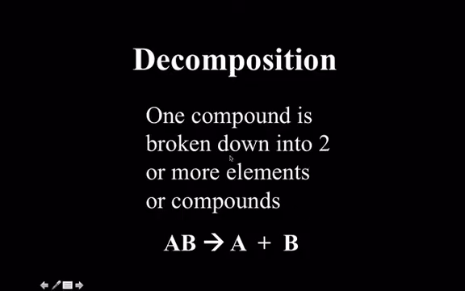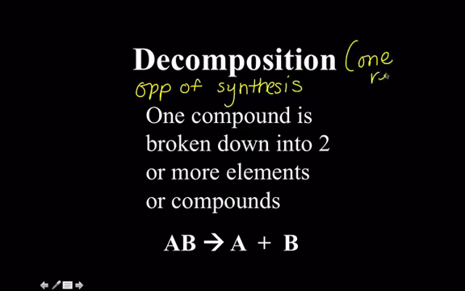The next type is a decomposition reaction, and decomposition reactions are the opposite of a synthesis. So with the synthesis reactions, we had one product. With our decomposition reactions, we need to make sure we only have one reactant. We're taking the one reactant and we're breaking it down. We could be breaking it down into elements or compounds. So in the general reaction that we wrote, we have AB as our one reactant breaking down into A and B.